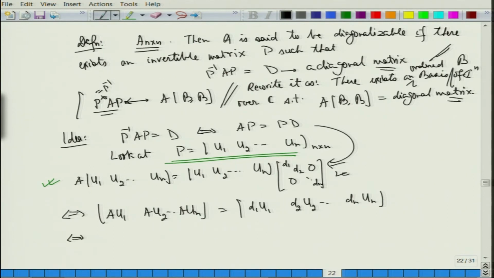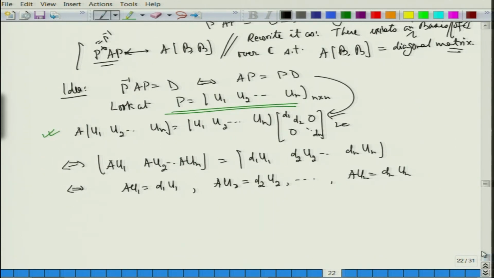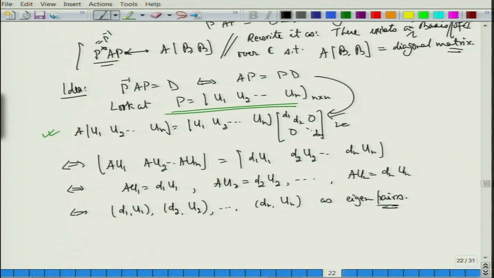Again this will be equivalent to saying that A of U1 is equal to D1 U1, A of U2 is equal to D2 U2, and so on, A of Un is equal to Dn Un. So what we are saying here is that I have got D1 U1, D2 U2, Dn Un as eigenpairs. The Di's need not be distinct. We are not saying that, fine, but we are saying that I have got n linearly independent ones.